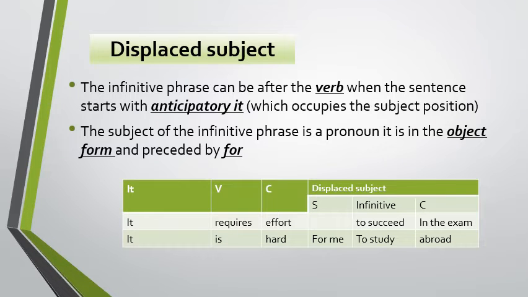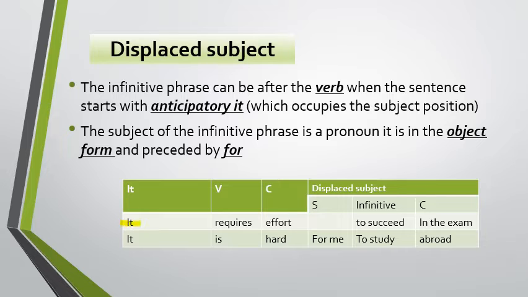Next, we have displaced subject. What do we mean by displaced subject? From its meaning, displaced, it means that you change the position or the place of something. Let's see, when do we change the position of an infinitive? The infinitive phrase can be after the verb when the sentence starts with anticipatory it. Sometimes when you want to anticipate something, we start our sentence using it.